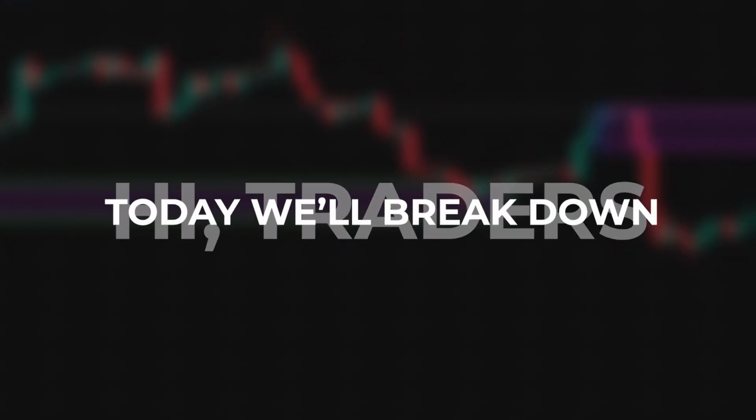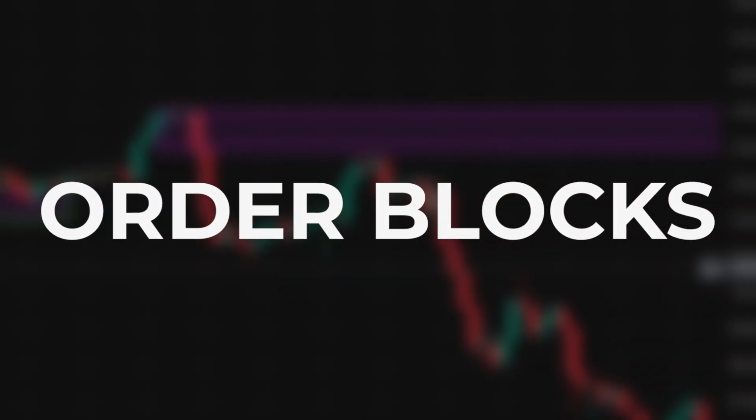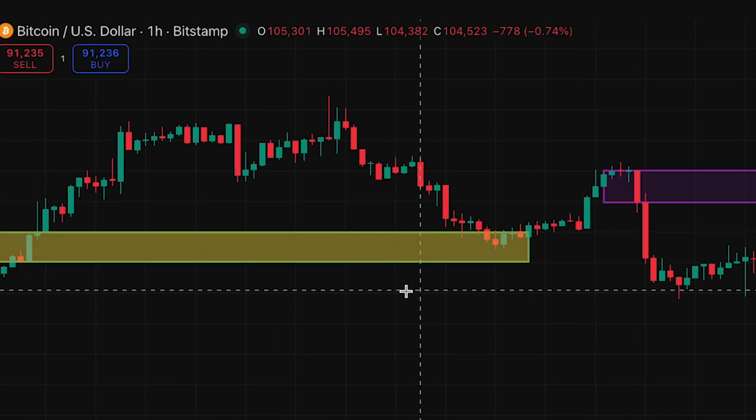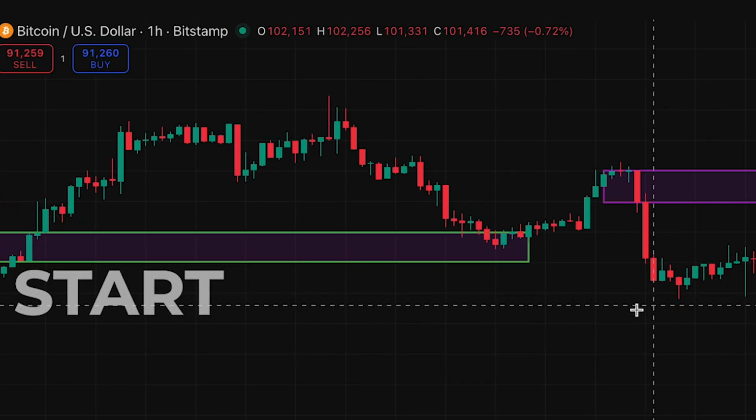Hi traders, today we'll break down one of the most powerful ideas in trading, order blocks. These are the zones where big money enters the market. If you learn to spot them, you can understand where a move will start and where it will end.